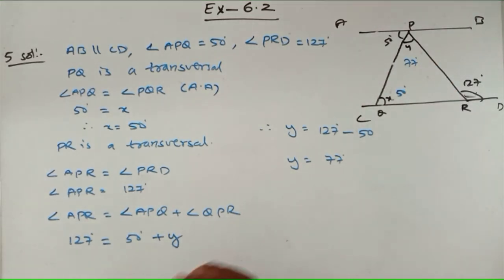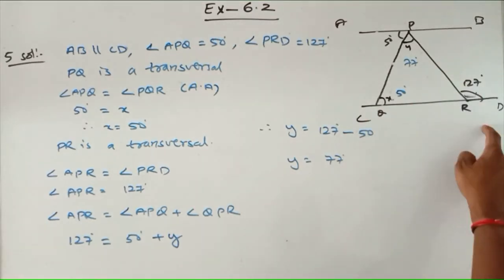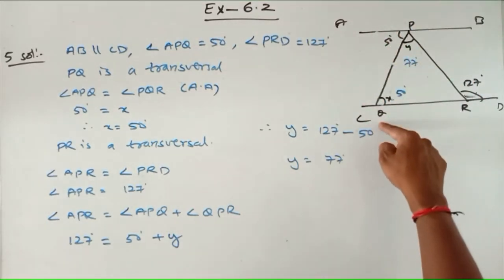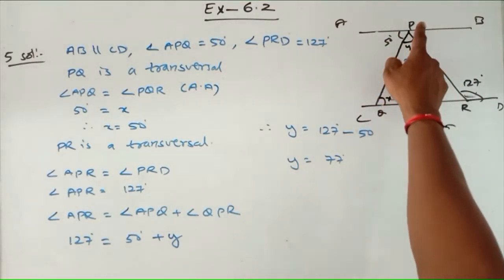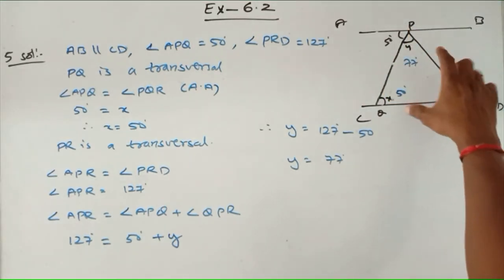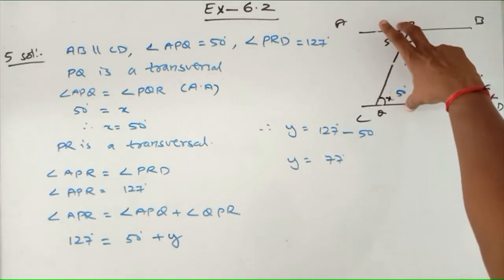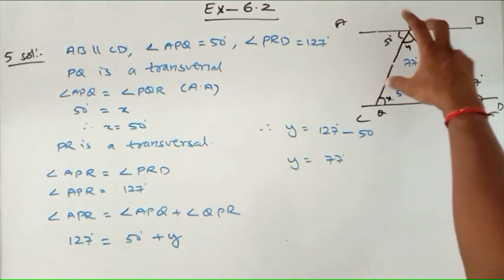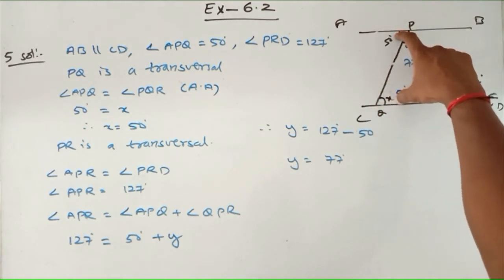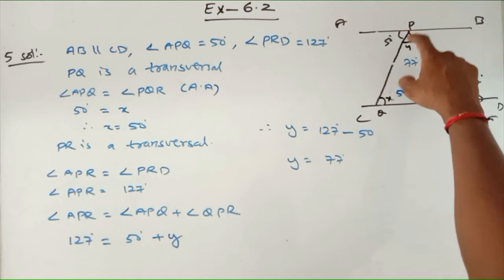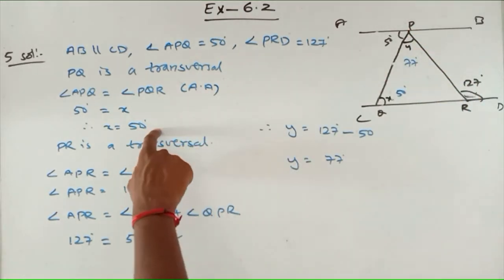So see children, once again, AB is parallel to CD and angle APQ is 50 degrees and angle PRD is 127 degrees, as given. I have to calculate the values of X and Y. So here I am thinking these two are parallel lines and it is a transversal. Then automatically these angles are equal because these are alternate angles. By simplification, I am going to get the value of X equal to 50 degrees.